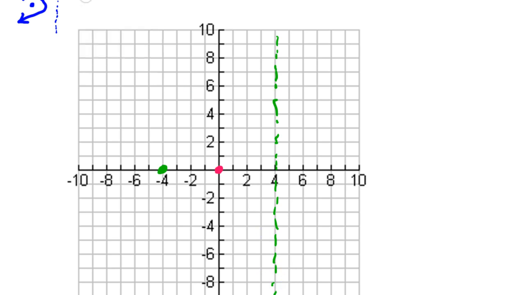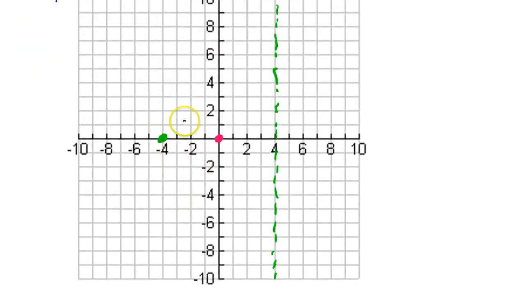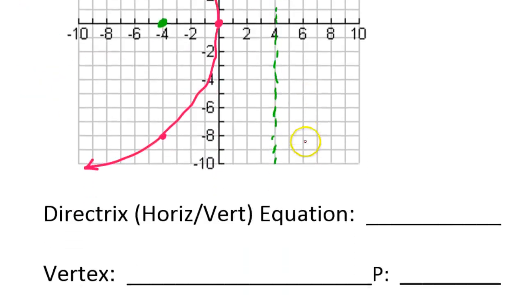Okay, now let's use the focal width to plot 2 more points. Since the focal width is 16, positive 16, that means the width of the parabola at the focus is 16. So if I go up 8 and down 8, that's going to be a total width of 16. So basically I can now see how my parabola is going to go. Okay, something like that.